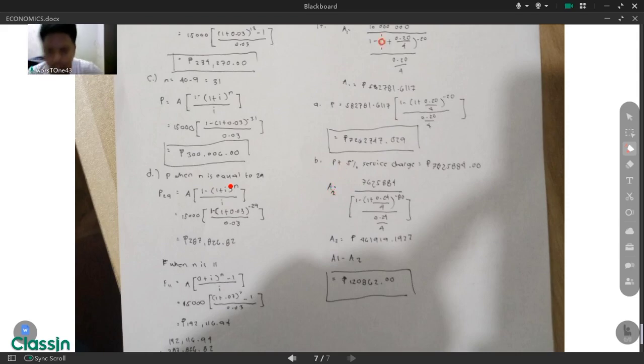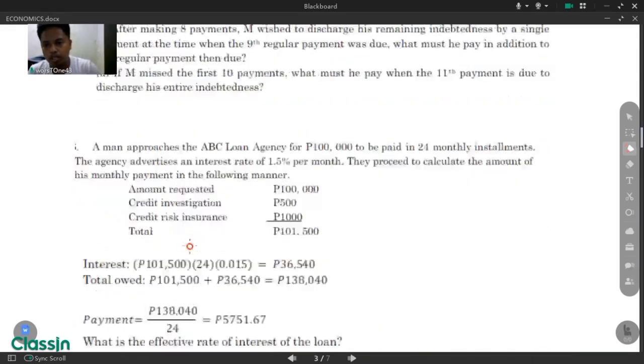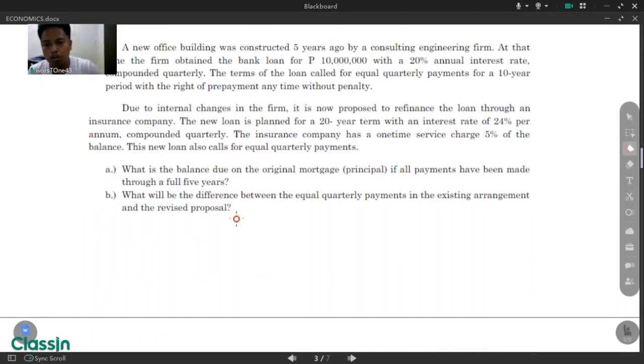And B, P plus the present worth plus the 5% service charge, because we are just multiplying it by 1.05. So finding again the payment for this period. Letter B: what will be the difference between the equal quarterly payments of the existing arrangement and the revised proposal?